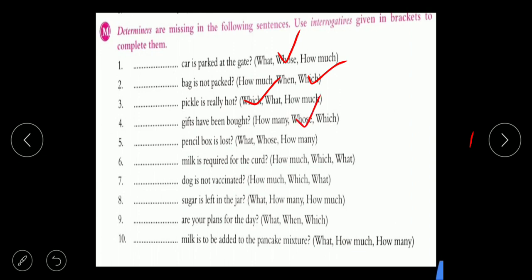Fifth one, whose pencil box is lost? Sixth one, how much milk is required for the curd? Which dog is not vaccinated? How much sugar is left in the jar? For uncountable we have to use how much. What are your plans for the day? Understand? Thank you.